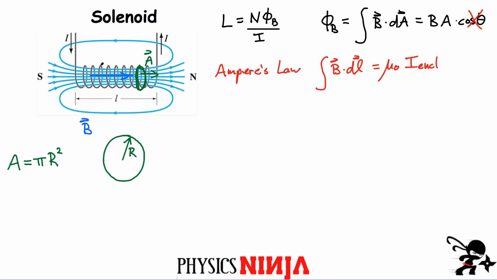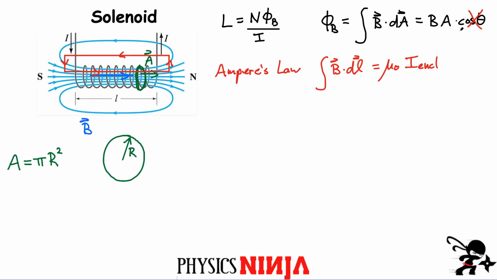Let's draw an Amperian loop for this problem. I'm going to draw a straight line that goes like this. I'm going to draw a rectangular line, basically, that has to form a closed loop. And this is going to be the direction that I'm going to integrate.